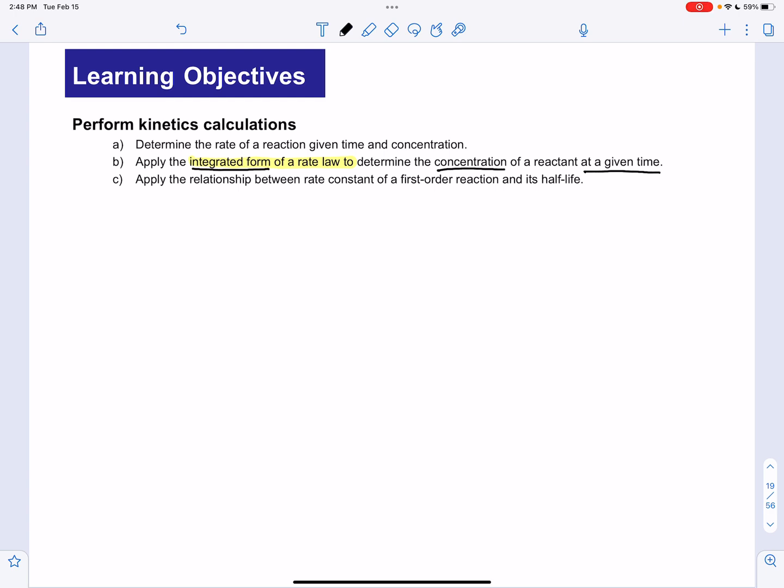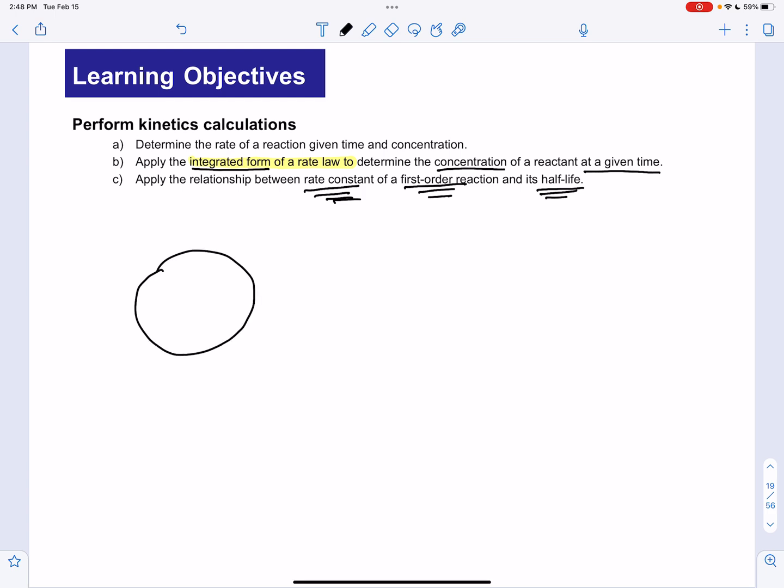And then we're going to start talking about half-life and how that relates to the rate constant, specifically for the first order reaction. That's the one that we're going to use the most. And let's get this out of the way. What is half-life?